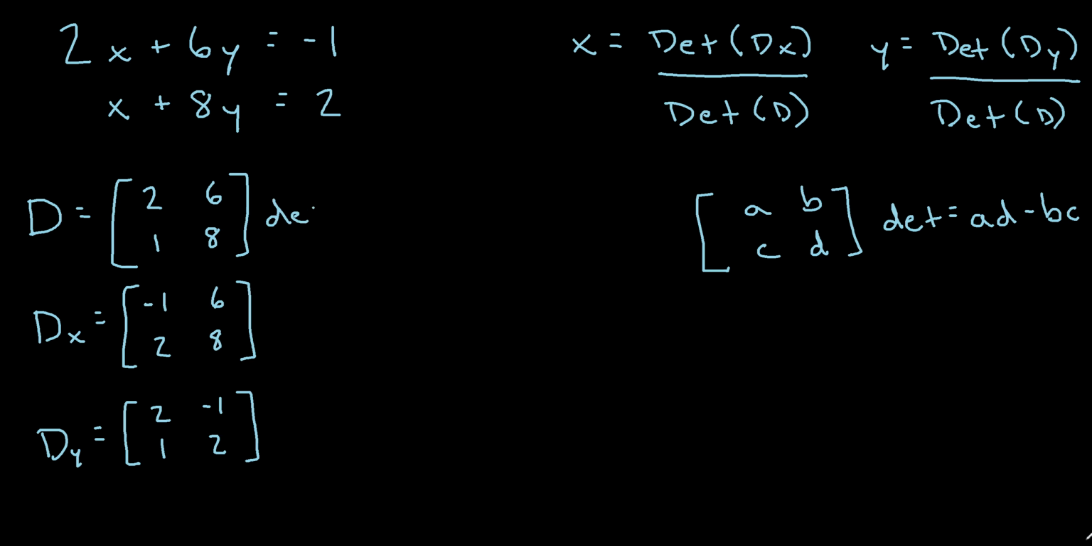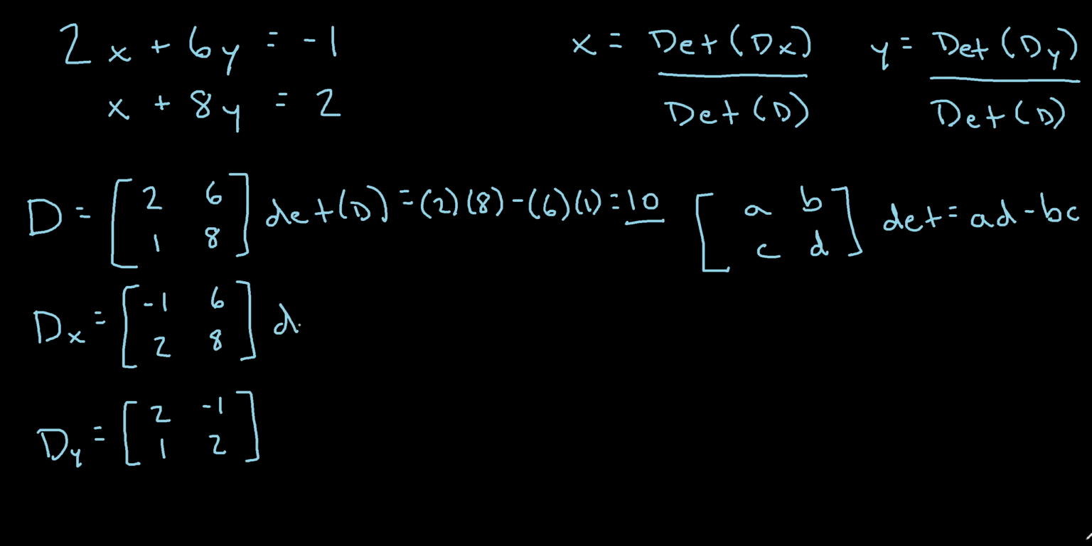So we'll say the determinant of D is equal to A times D, so 2 times 8, minus B times C. So B is 6 and C is 1. So 6 and 1. So 2 times 8 is 16, minus 6 times 1, that's 6. So 16 minus 6 is 10.